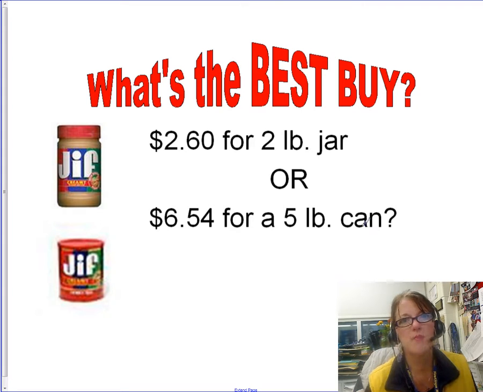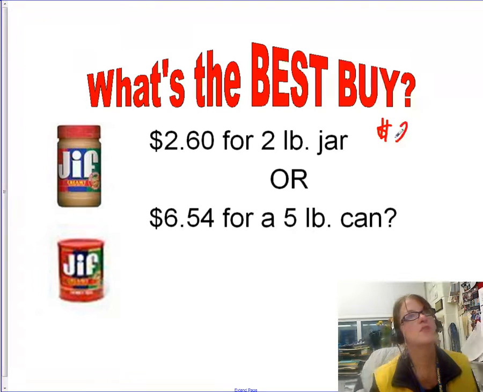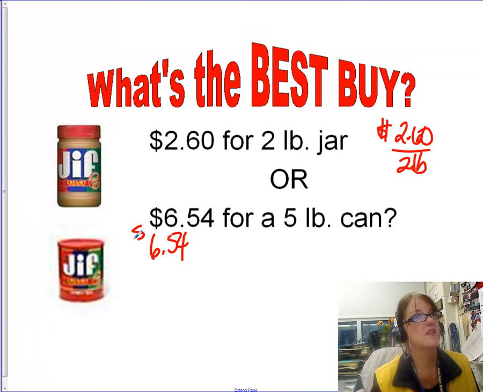We use this shopping all the time. What's a better buy? Take a look. This one or this one? Go ahead and figure it out. Dollars per pound: $2.60 for the 2-pound can, or $6.54 for the 5-pound can. Multiply it out and see what you get. Go.